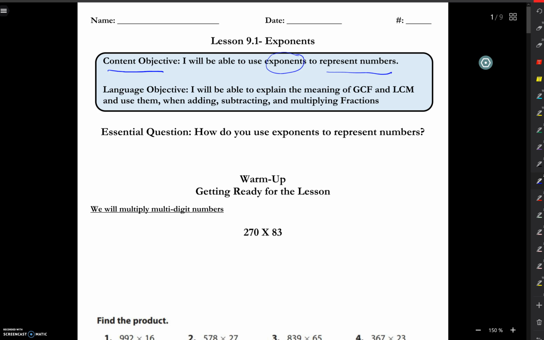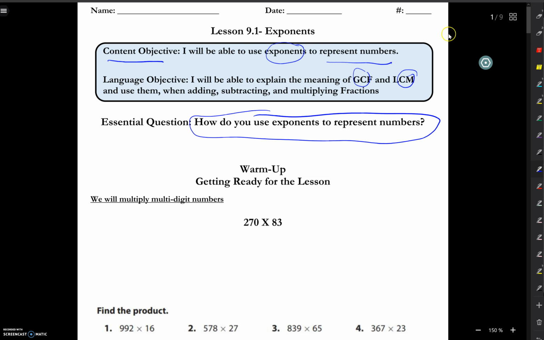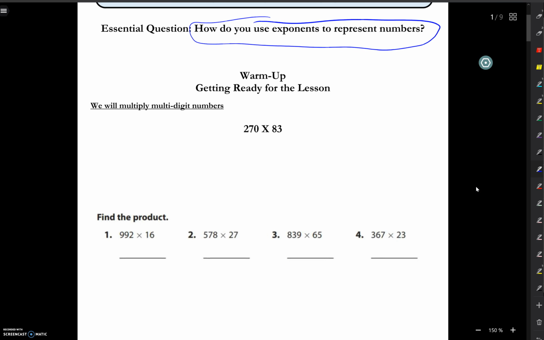And our language objective is I will be able to explain the meaning of the GCF and the LCM and use them when adding, subtracting, and multiplying fractions. So our essential question is, how do you use an exponent to represent a number? But before we begin, I have some problems here for you to solve. I am going to be checking questions 1, 2, 3, and 4.